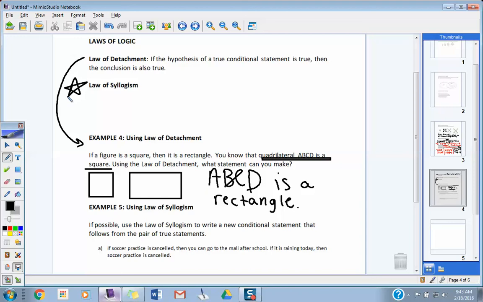Okay, law of syllogism. Here we go. I think the easiest way to write the law of syllogism is like this. If P implies Q. Okay, again, P and Q are going to be statements. And then also if Q implies R. You know what? I'm going to stack it. I think it would be better to do it this way.